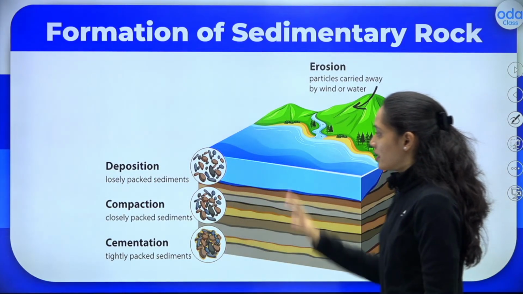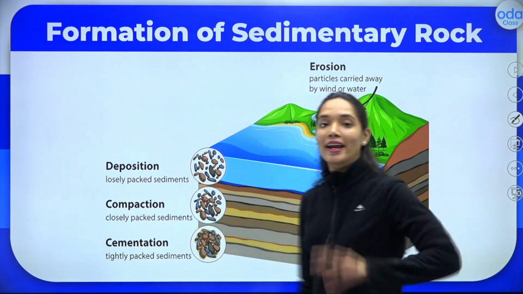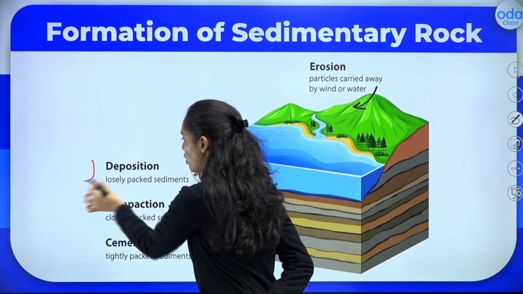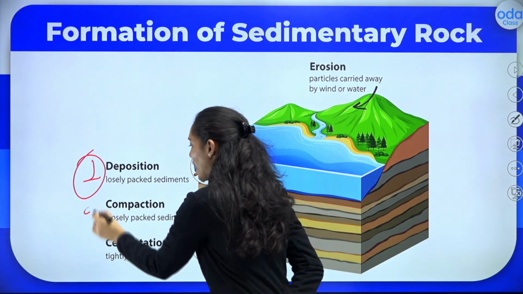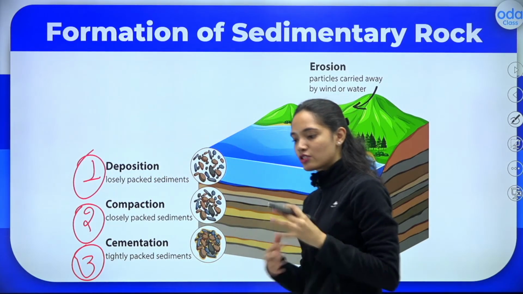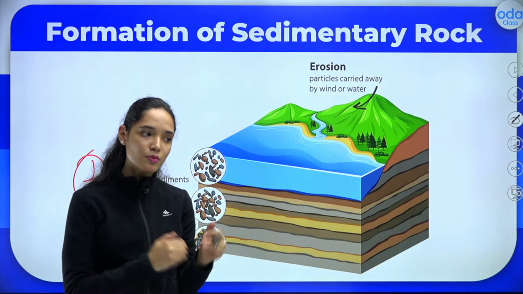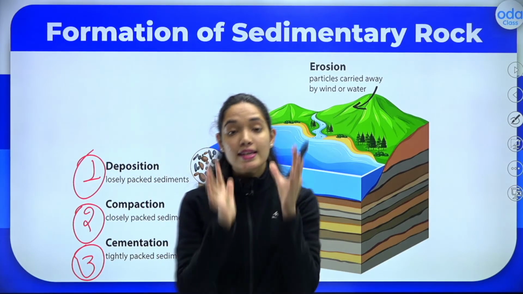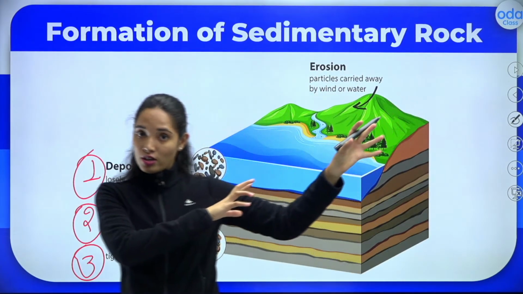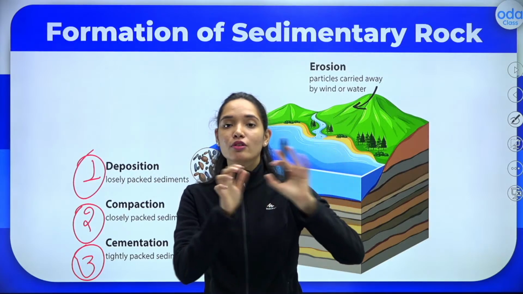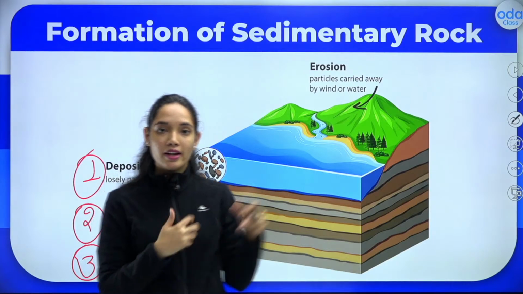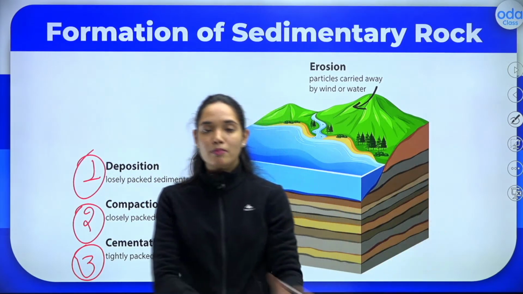So students, here are the three steps involved in the formation of sedimentary rocks. Those three steps are deposition, compaction and cementation. First, these rocks break down into smaller particles. So basically, sedimentary rocks are formed from older rocks. Those older rocks, due to weathering, break down into smaller rocks. You will find these rocks near the rivers, right? Near the rivers, and now this is carried by the water.